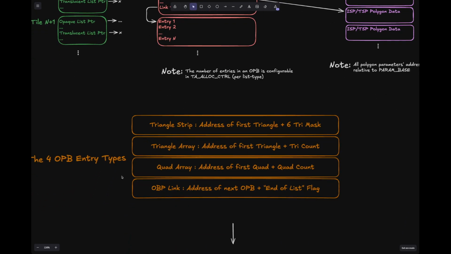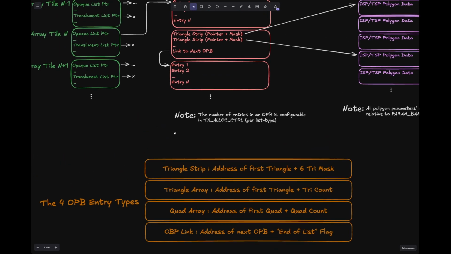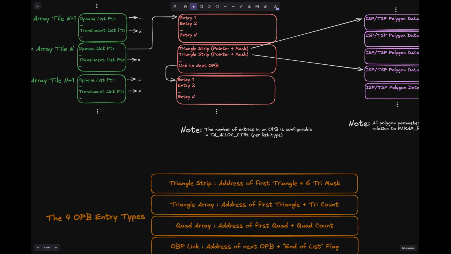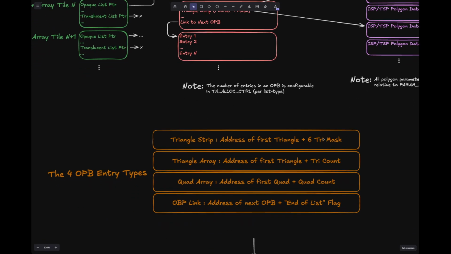Quad array, typically for sprites. The Dreamcast also supports quad rendering, and this is otherwise just like the triangle array. And then, of course, the link, like we mentioned: if these have like 32 entries, I'm definitely going to need more than 32. So it would have, for instance, 31, and then the last entry would point to another block, and that's how you can get an arbitrary number of things to draw per tile.